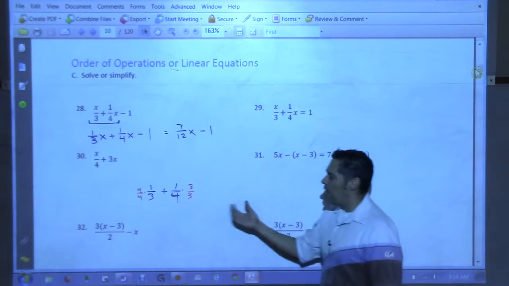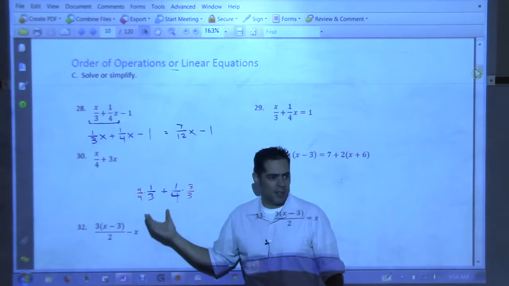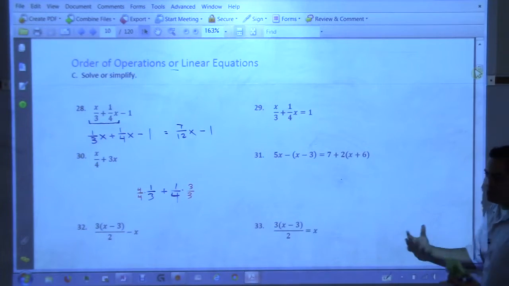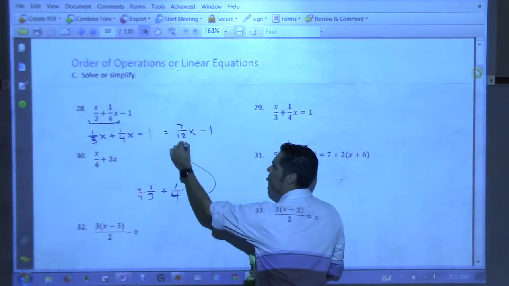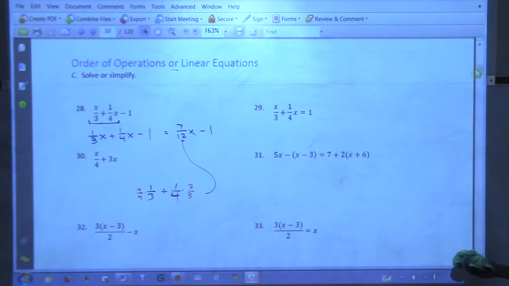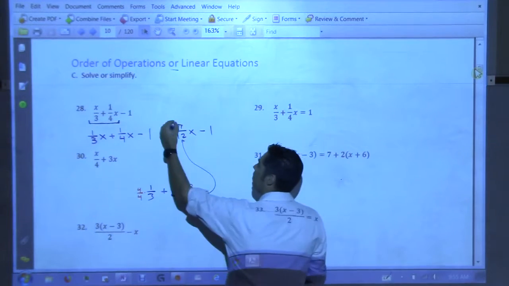So notice I'm not going to show this step because we have already talked about adding fractions and getting common denominators. I'm just going to trust that you could go from this up to that. And we're done. That's it. You box it. All right? This is the answer.